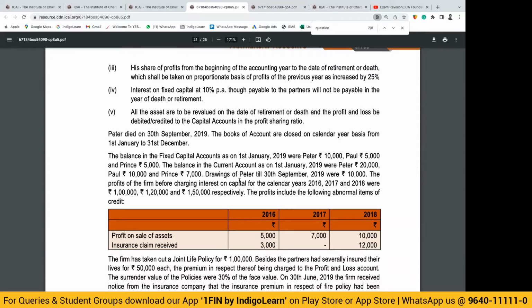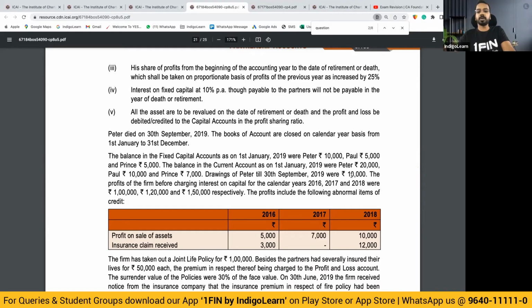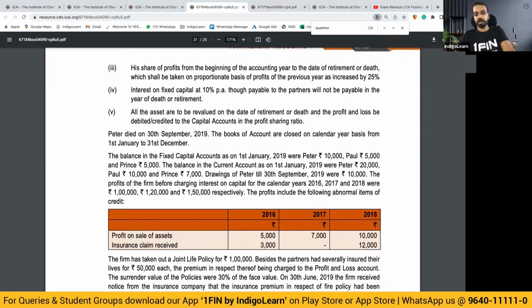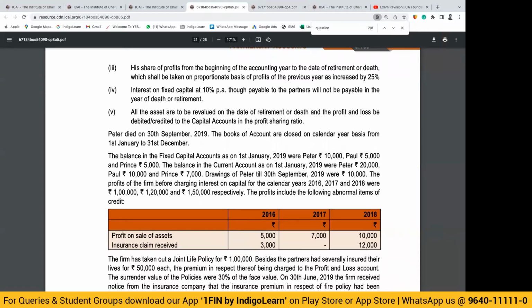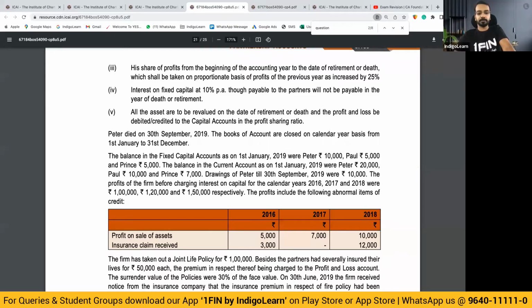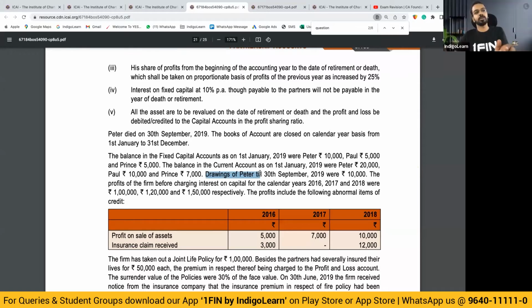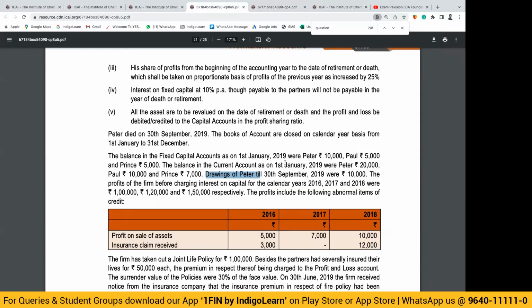Okay. Then drawing of Peter till 30th of September were 10,000. What will we do with this? Drawings of Peter? Sir, if interest was to be provided, we'll. So the question has not mentioned anything about interest, so we'll not provide any interest. Okay. Then in that case, what will we do with these drawings? So we'll reduce it from capital. Yeah, so we'll debit it to the current account and transfer it to the capital account.